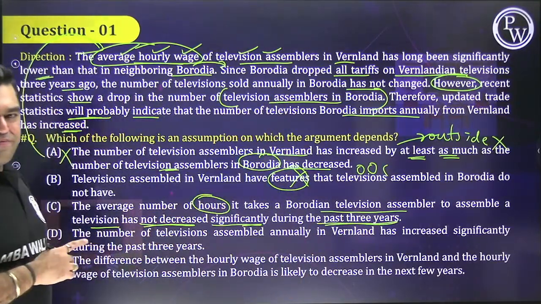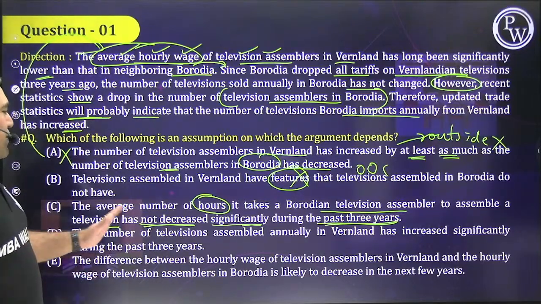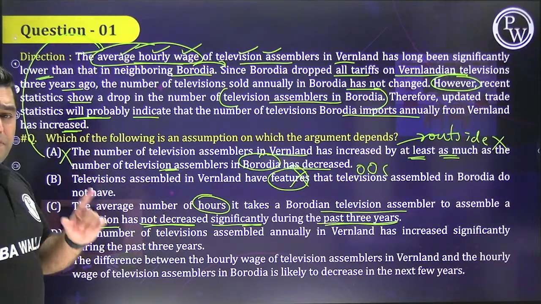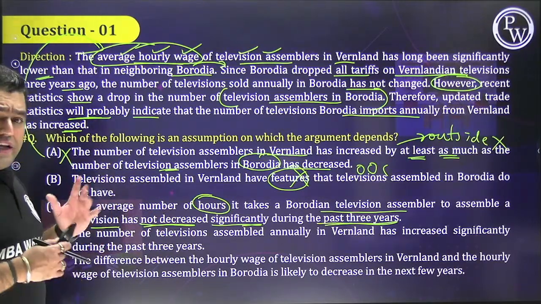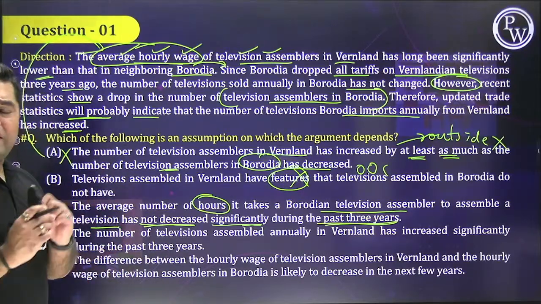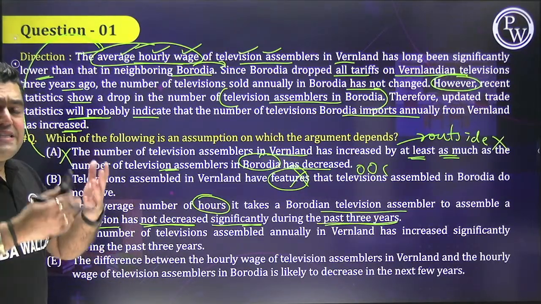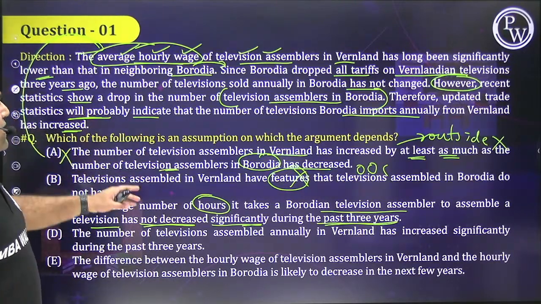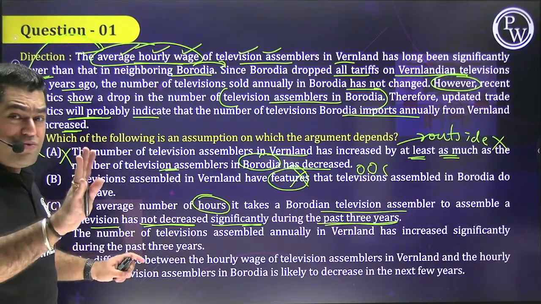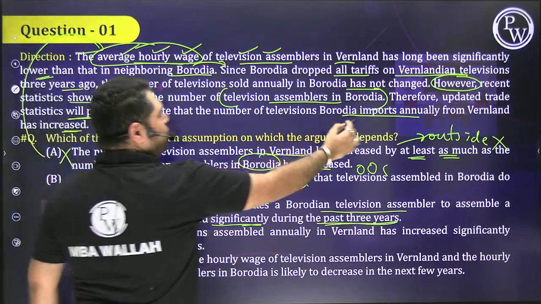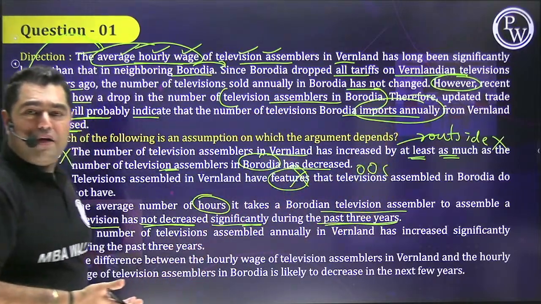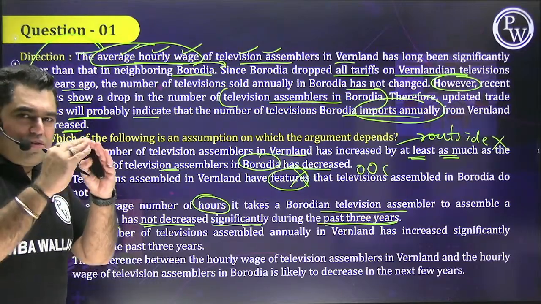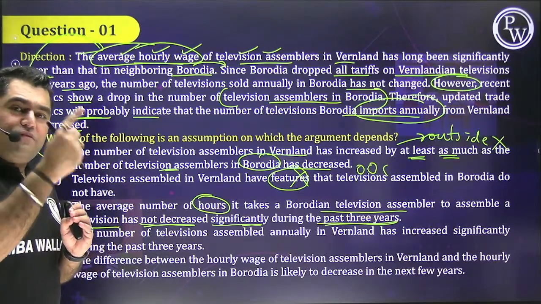People, this is so interesting. Now think. Okay? So the average number of hours it takes has not decreased. It's the same. So people, that means over the 3 years, Borodia ke television assemblers have been assembling the same amount of televisions. That means they have not been increasing this thing. It has been the same. Now, that being said, people, 100% because of this, more number of televisions will not be sold. That means they will have to import annually because Vernland se karna hi padega. Yahan pe what has to increase? Either the televisions produced in Borodia have to decrease. Televisions produced in Vernland have to increase.